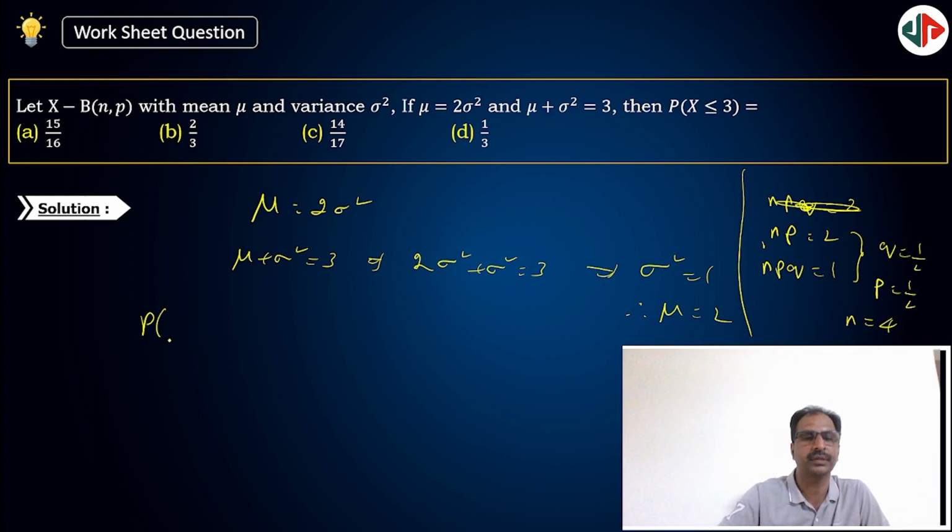Now P of x less than or equal to 3 means P of x is equal to 0 plus P of x is equal to 1 plus P of x is equal to 2. This you have to find. What is the formula for P of x is equal to r?